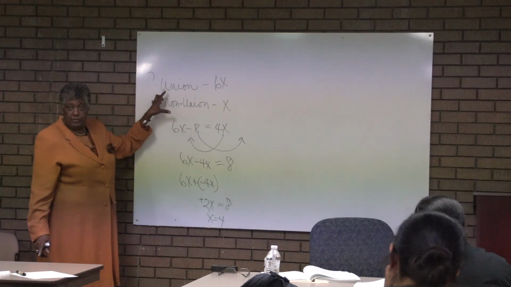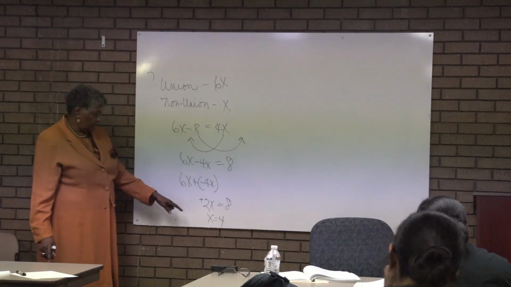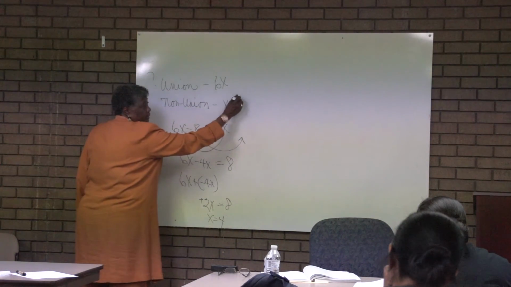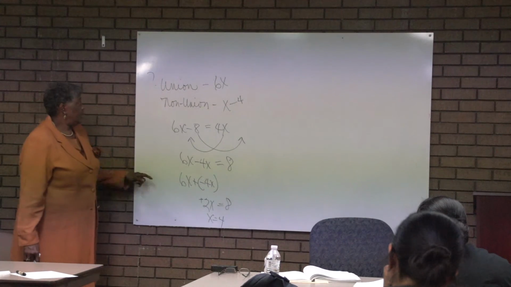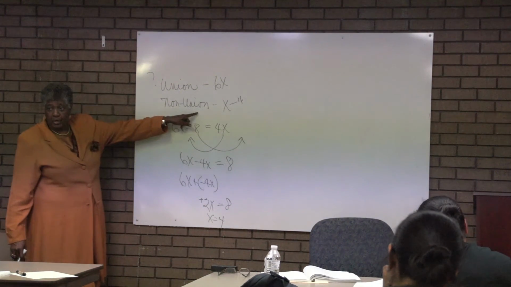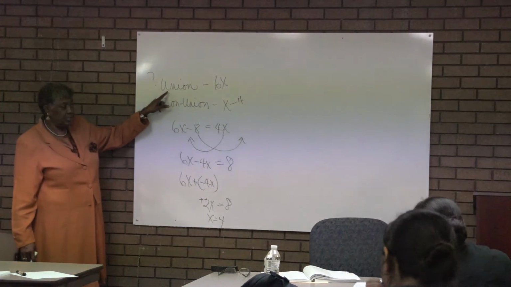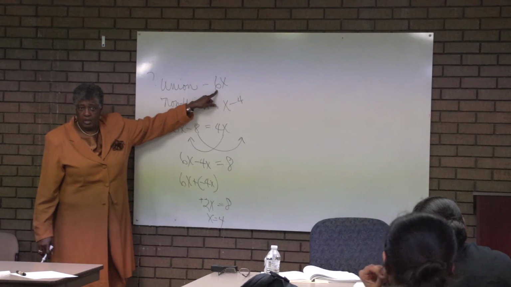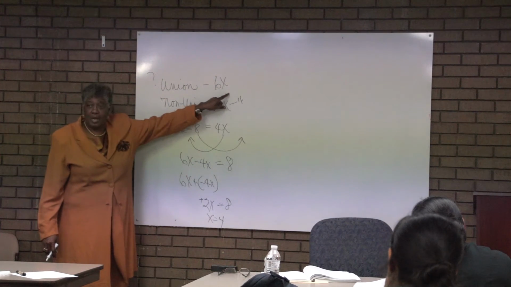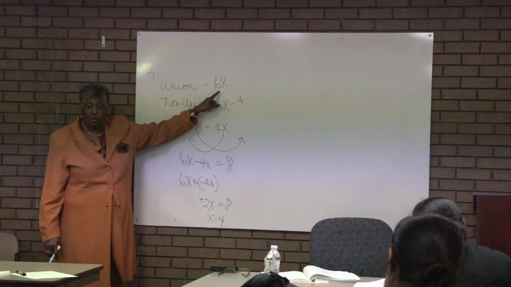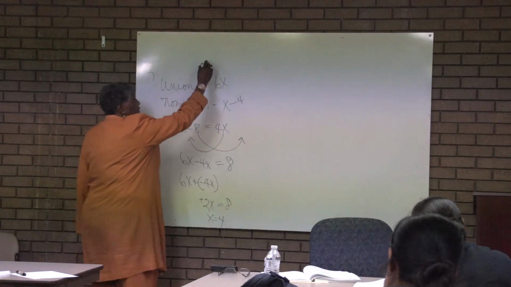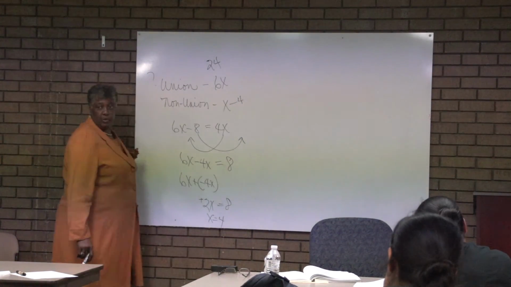That's why I always label it. So now I go back and say x is 4. That's the non-union workers, right? And the union workers. The question is how many union workers? To find the union workers, you have to do what? 6 times whatever x is. And so if x is 4, 6 4s would give you what? 24. So there are 24 union workers.